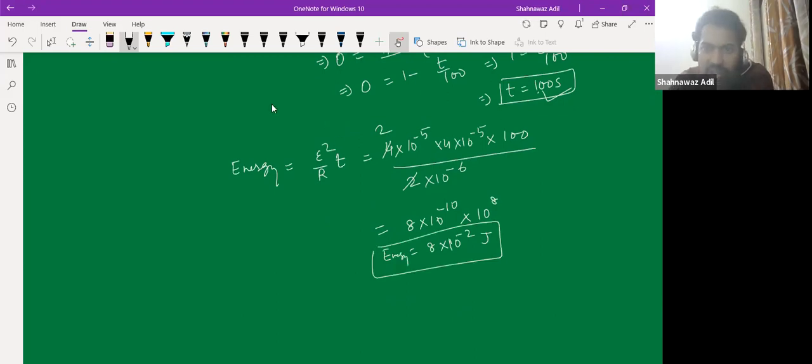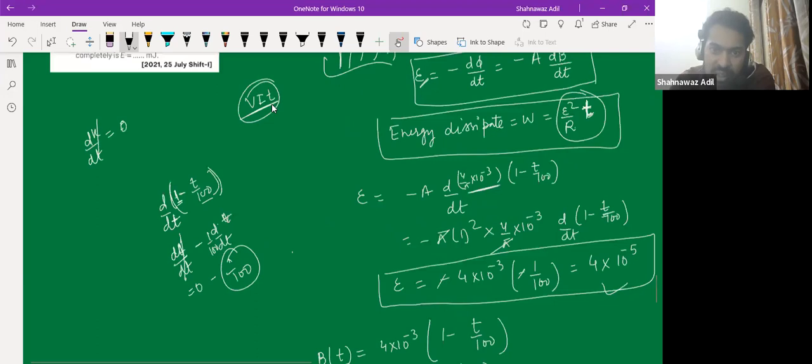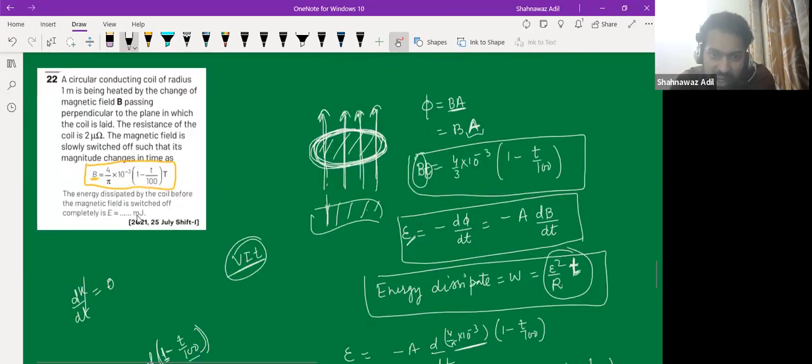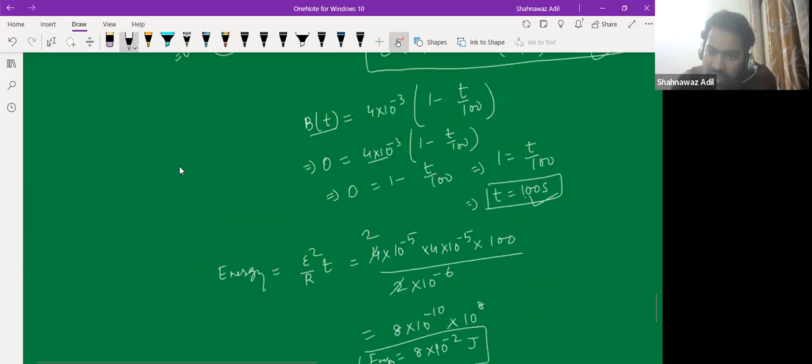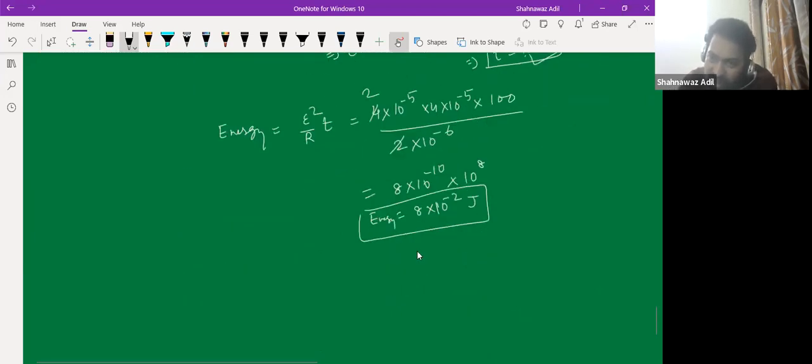Do we have any option like this? They are writing in millijoules. So in millijoules, this would be 80 into 10 to the power minus 3 joules. So 80 millijoules. That is the energy.